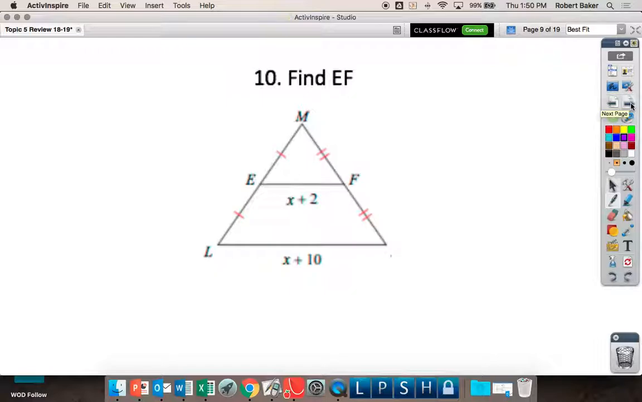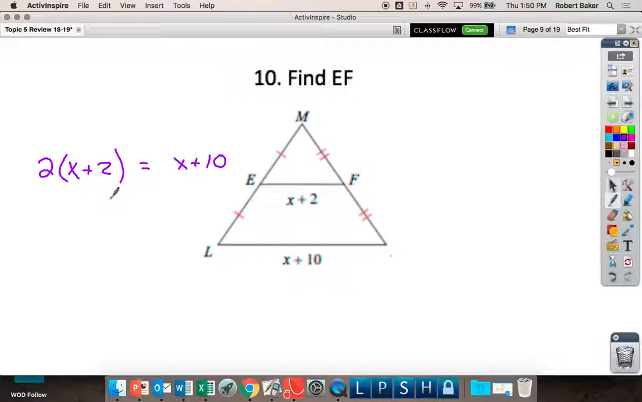I have these two things. I have x plus 2, and I have x plus 10. But they are not equal to each other. They don't even look the same size. What do I do to the short line to make it equal the long line? Multiply it by 2. So 2 short lines make a long line. That's the tricky step there. 2 short lines make a long line.